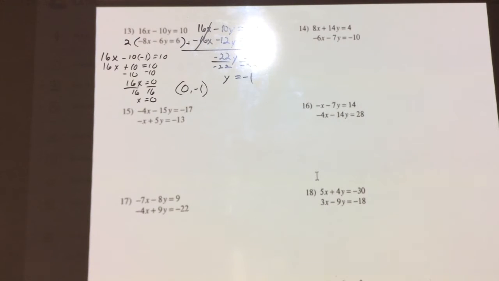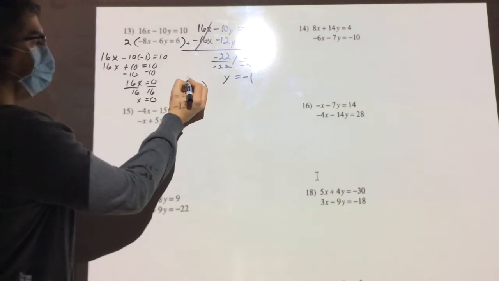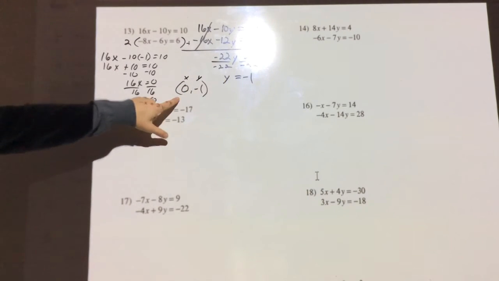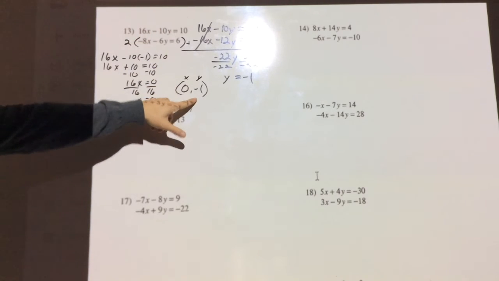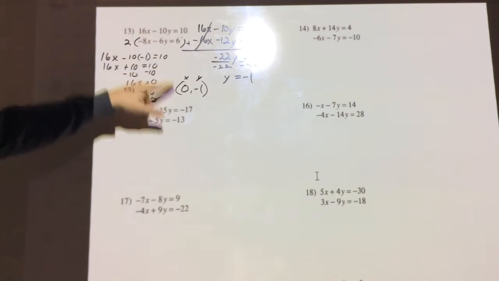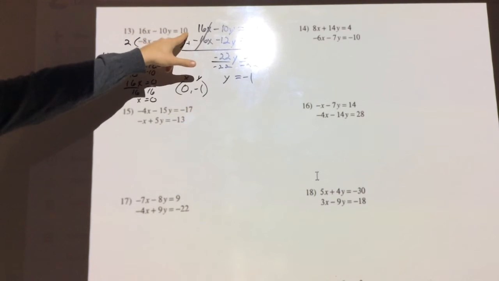Does anybody know how we could check this problem? How do we check it, Hayden? Put the variable, well, X with an apple. You guys understand that this 0 represents x, right? And this negative 1 represents y? So if you took this 0 and plugged it in here, and you took this negative 1 and plugged it in here, you should get 10. Let's just try it. 16 times 0 is 0. Negative 10 times a negative 1 is positive 10, which is 10. It checks out.